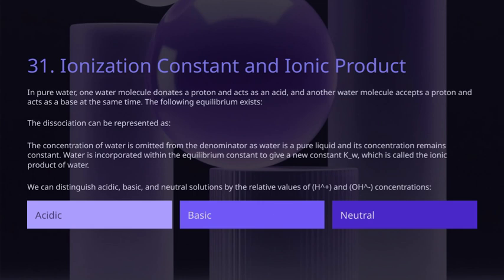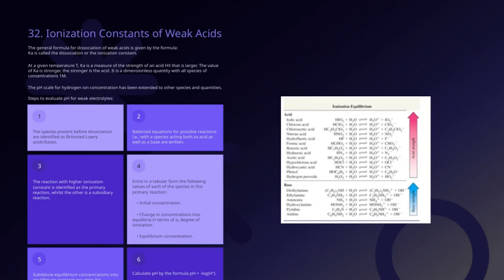Recognizing this balance helps us see how solutions shift toward acidity or alkalinity depending on the relative concentrations of H+ and OH-. Let's start with understanding how to calculate pH. The formula is pH equals negative log of the hydrogen ion concentration. Written as pH = -log[H+], this helps us quantify acidity or alkalinity in a solution.